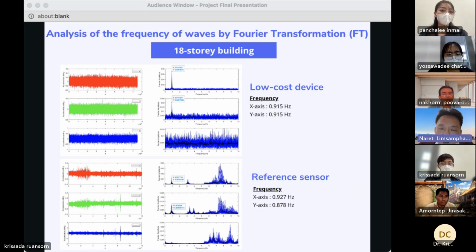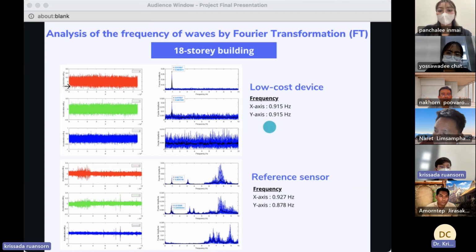Well, I know that one is okay. But my question is, what about the height of the peak? On the y-axis, the low cost device is higher. The y-axis is the amplitude. For this low cost device the y-axis is 0.915 and the reference is 0.878.